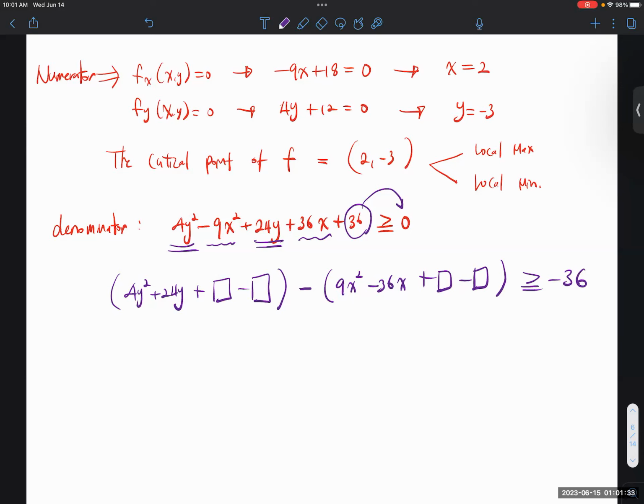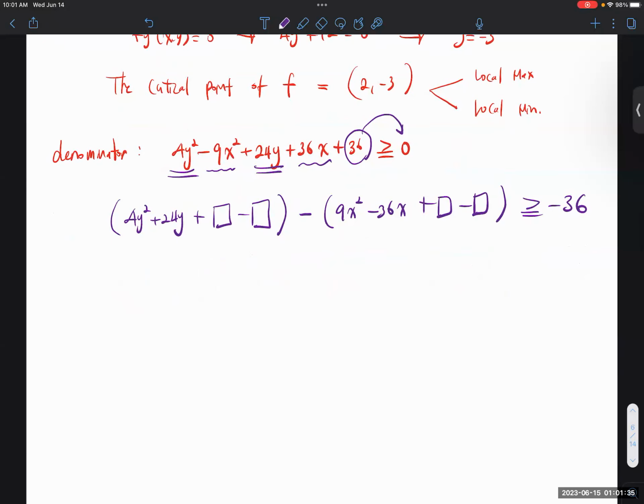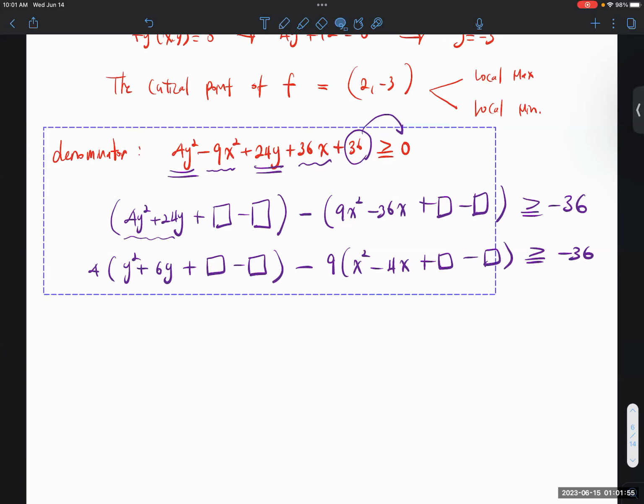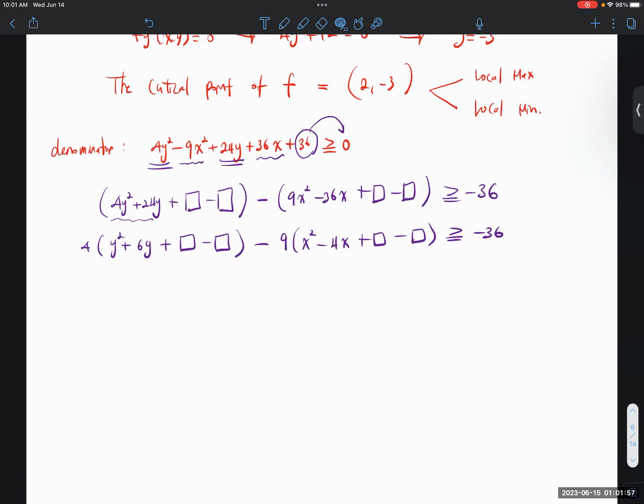To find out the plus minus, let me factor out. 4 is a factor: 4(y² + 6y + plus minus is still there). And I'm going to factor out 9: -9(x² - 4x + plus minus), and that is greater than -36. Are we okay? So keep thinking.